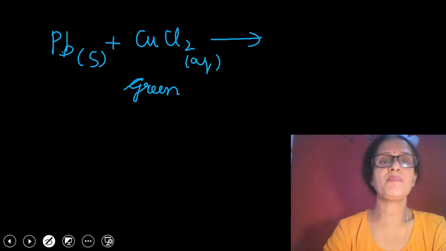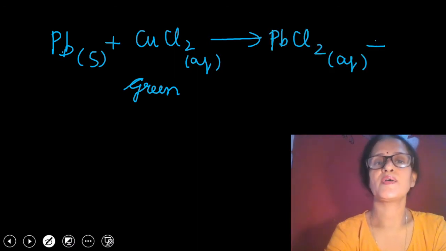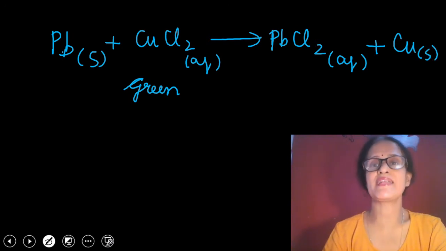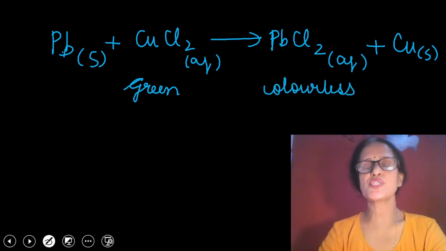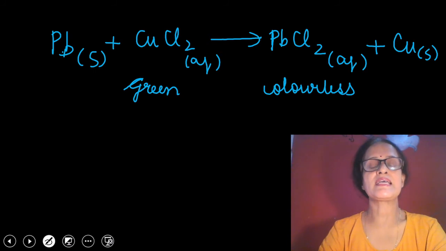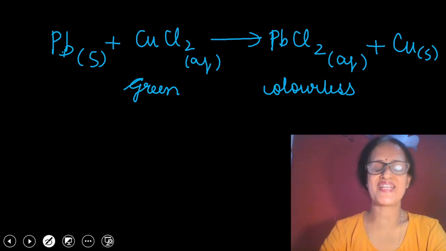The product will be PbCl2 plus copper solid. So PbCl2 is lead chloride, its aqueous solution is colorless. So you can see that during this displacement reaction, the color changes from green to colorless, and you will find the reddish brown deposition of copper on the surface of lead. I hope it is clear to you.